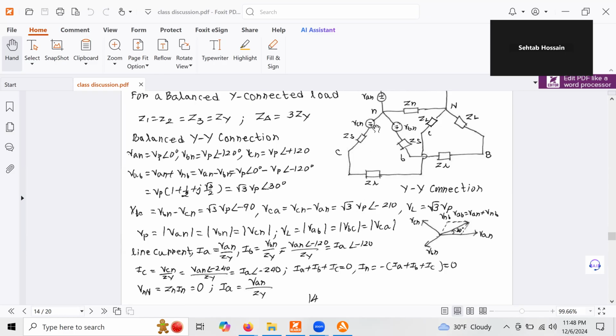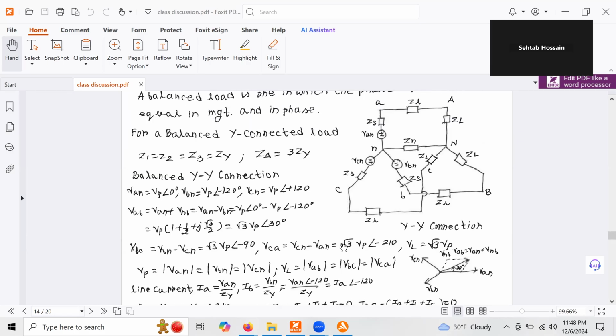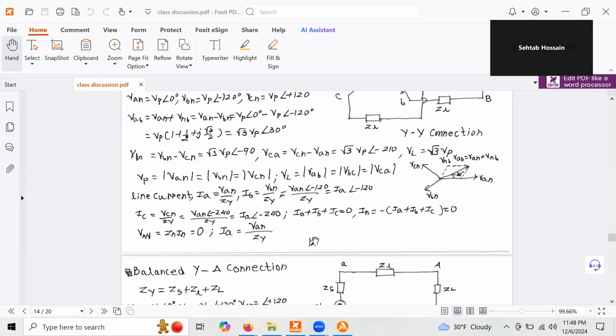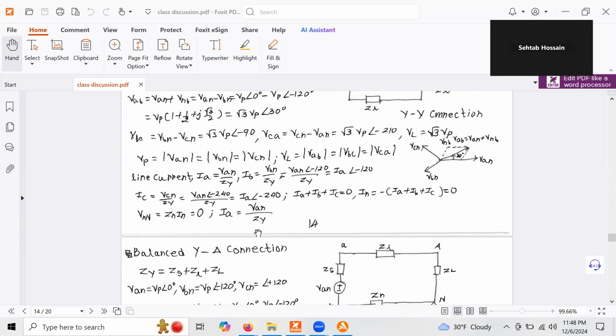And also the voltage across this node and this node will be 0, because the current will be 0. Why will the current be 0? All the current is coming here, so if we apply KCL, this node will be 0 over here. We just apply KCL over here.